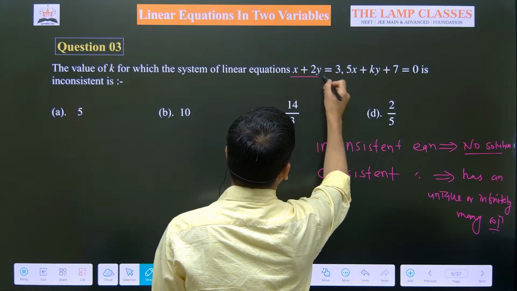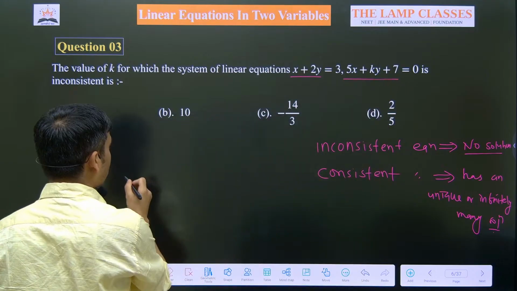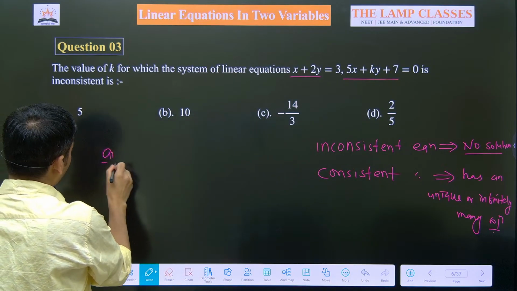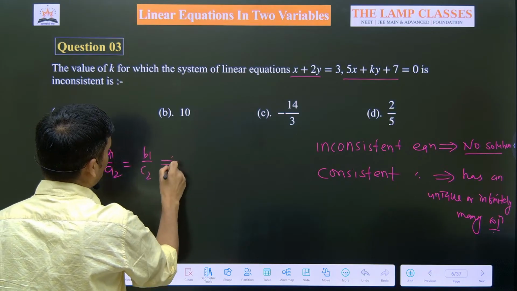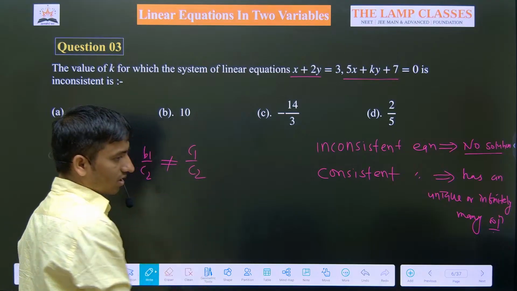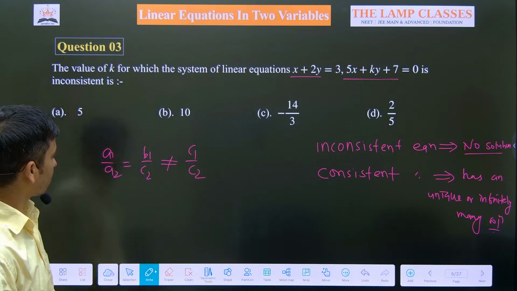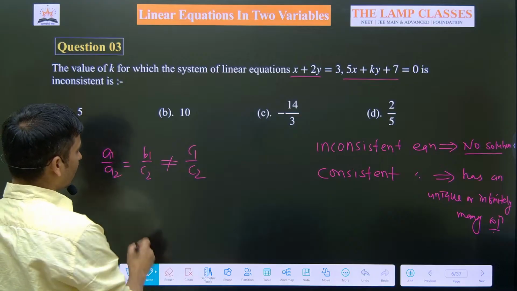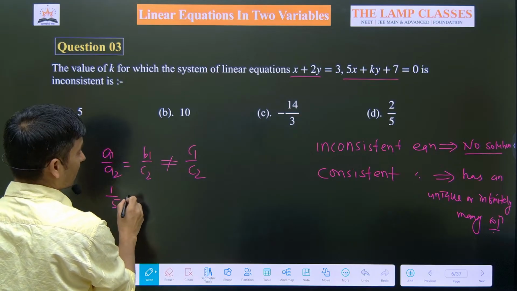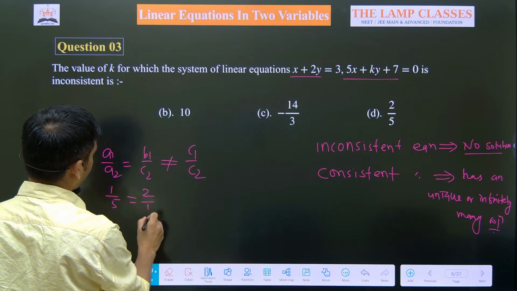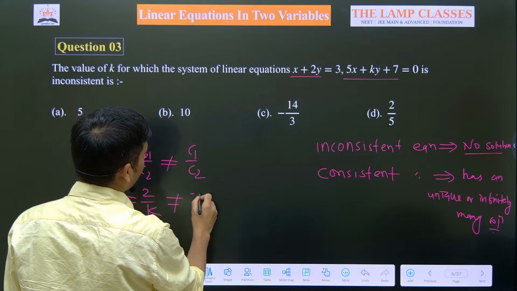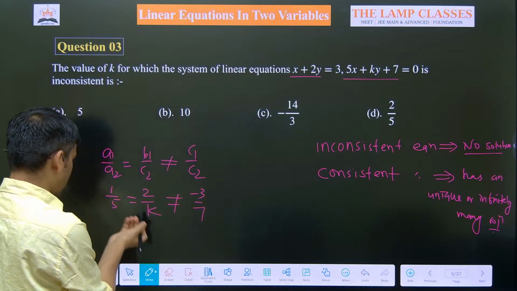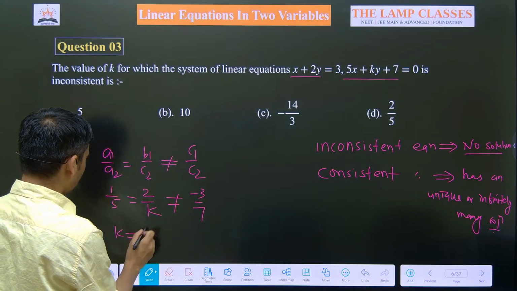That means there is no solution. And we know that for no solution, A1 upon A2 is equal to B1 upon B2, and that should not be equal to C1 upon C2, right? This should be the condition for the system of equations to be inconsistent. Let's apply that. So 1 upon 5 is equal to 2 upon K, which is not equal to minus 3 upon 7. So when you solve it, you get K is equal to 10.